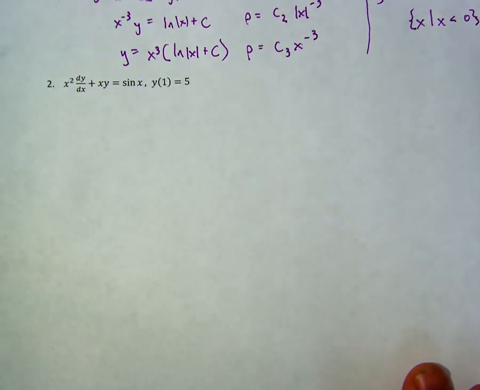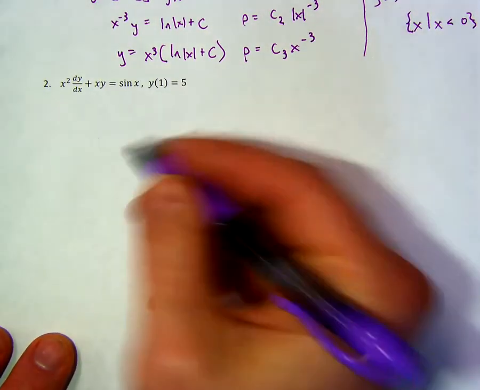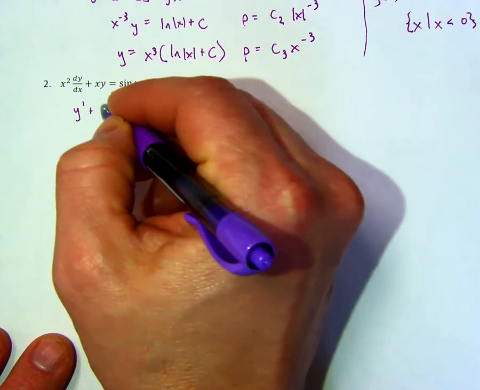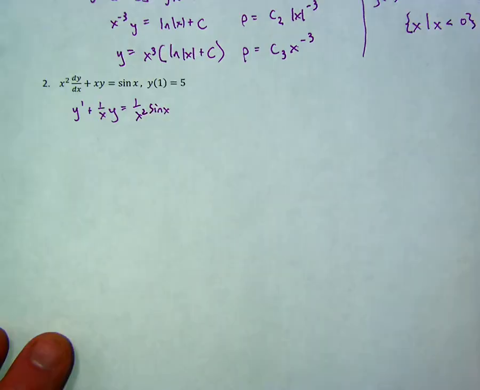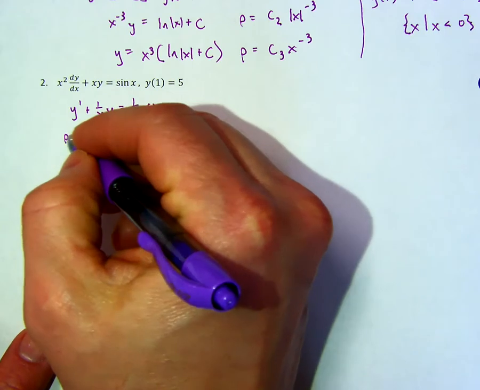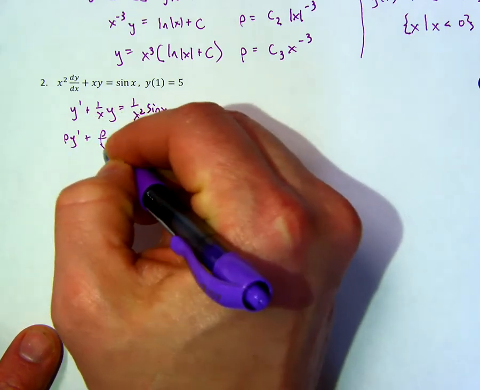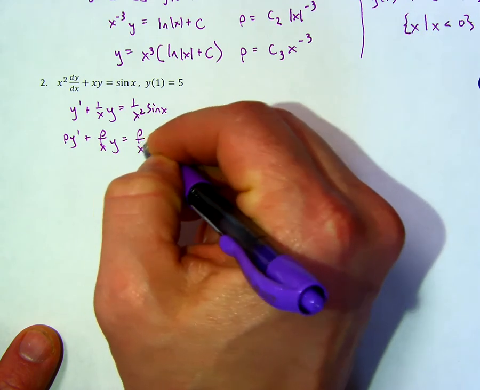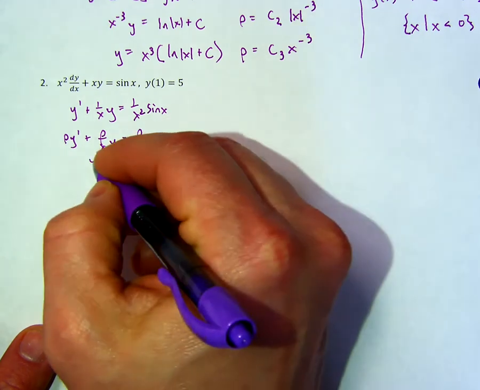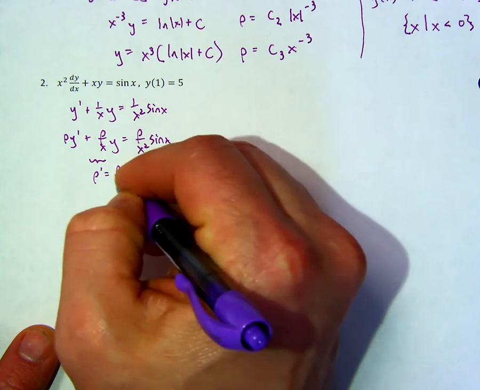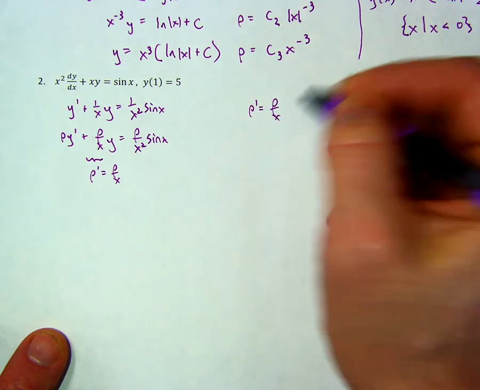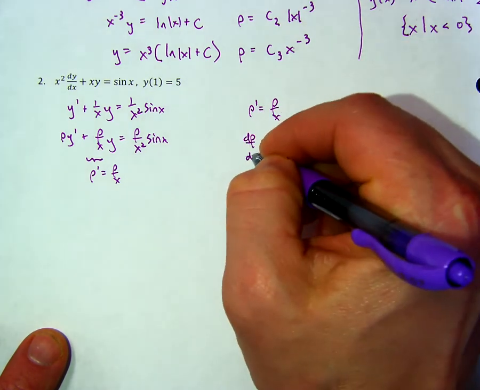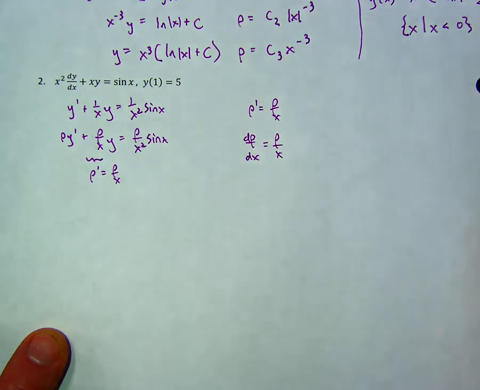All right, number 2. We'll do the same thing, put it in its normal form, y prime plus 1 over x y equals 1 over x squared sine of x, and multiplied by our integrating factor, rho y prime plus rho over x y equals rho over x squared sine of x. And again, we want rho prime to be rho over x, so let's do that off to the side. Rho prime equals rho over x, and we'll set up our separable equation.